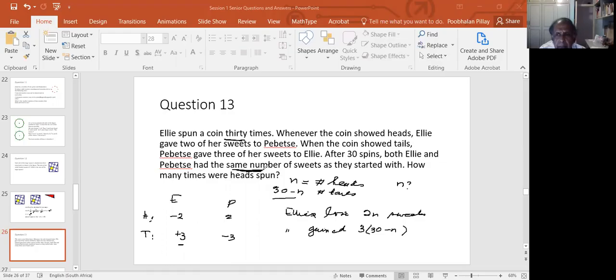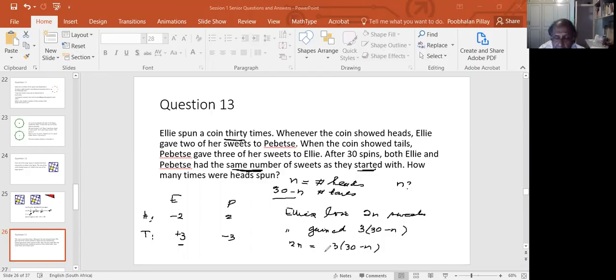Now, what does that mean? As they started with. So it means that whatever Ellie lost, she gained. Whatever she had in the beginning, after 30 spins, she had the same amount. So whatever she lost, she gained that back, which means that this 2n is the same as 3 into 30 minus n, because that is what she gained, and this is what she lost. And these two must be the same, because she's got the same number of sweets that she started with.